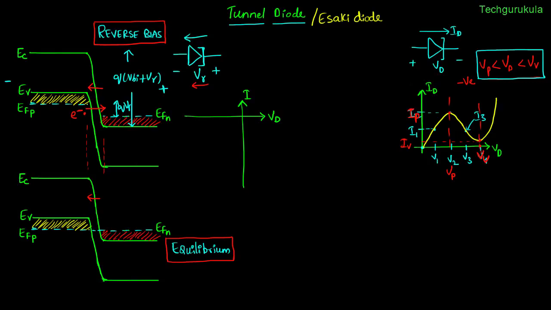As we're increasing the reverse bias voltage, the current would increase drastically. So we can combine this with respect to this graph. So it becomes like this. So the complete characteristics of the tunnel diode would look like this.